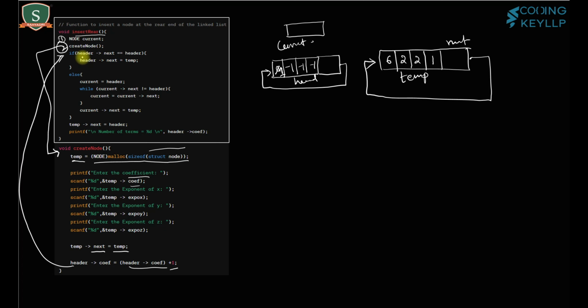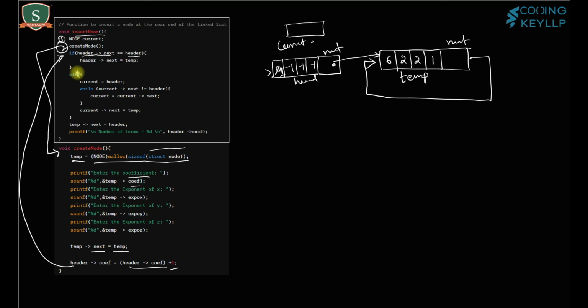It will check whether header next is equal to header. Is header next equal to header? Yes, because header next is pointing to header only. It means that there is not even a single node in the single linked list. Now what are we doing? Header next is equal to temporary.